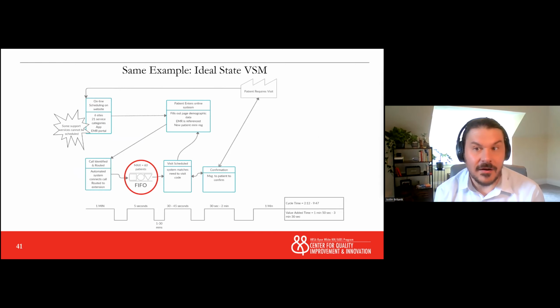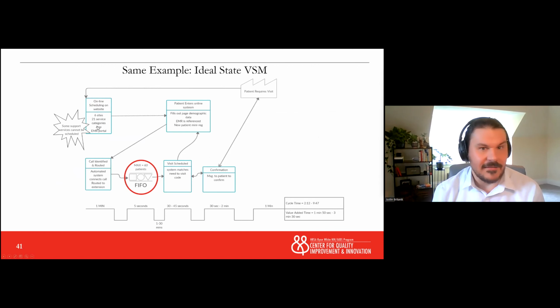So here's their ideal state. It actually involved changing, and that, hey, we're getting rid of the phones entirely, and instead we have an online scheduling website, and you can just, no need to talk to a real person, no need to wait for a call back and confirm your appointment. This is the way we're going to work it. And there's still some challenges, even in their ideal state, because there are some support services that can't be scheduled through this system.